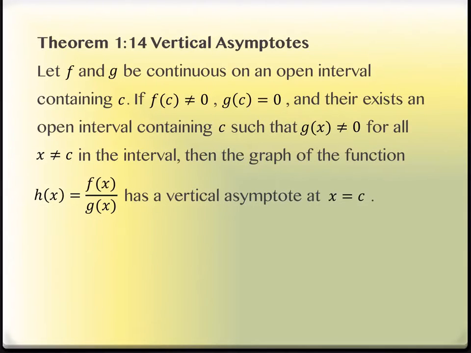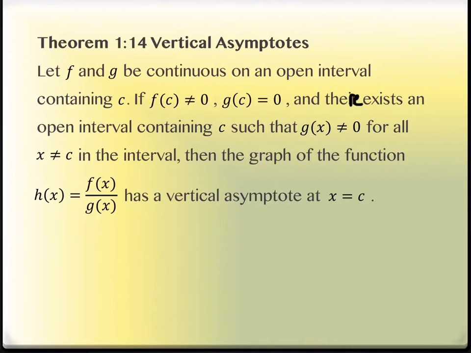Let's say that you have two functions, f and g, that are continuous on an open interval containing c. As long as f of c does not equal 0, and g of c equals 0, then there exists an open interval containing c such that g of x does not equal 0 for all x not equal to c in the interval. The graph of the function has a vertical asymptote at x equals c.